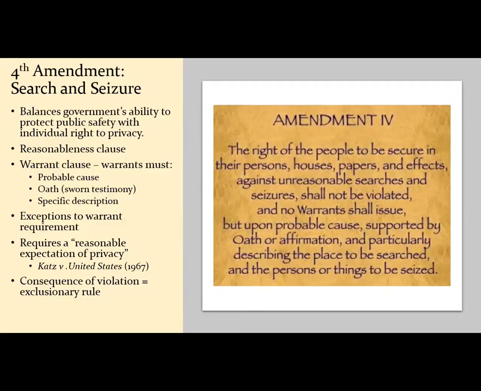And so the U.S. government put a wiretap on the phone booth, overheard his conversation with his bookie, and used that recorded conversation to prosecute him for violating the gambling laws. Mr. Katz said that invaded his privacy. The government said, well, no, it didn't. This is a public phone booth. There's no expectation of privacy in a public place.